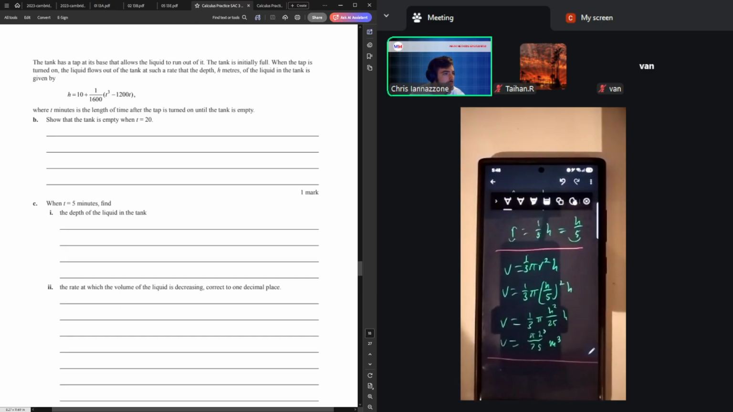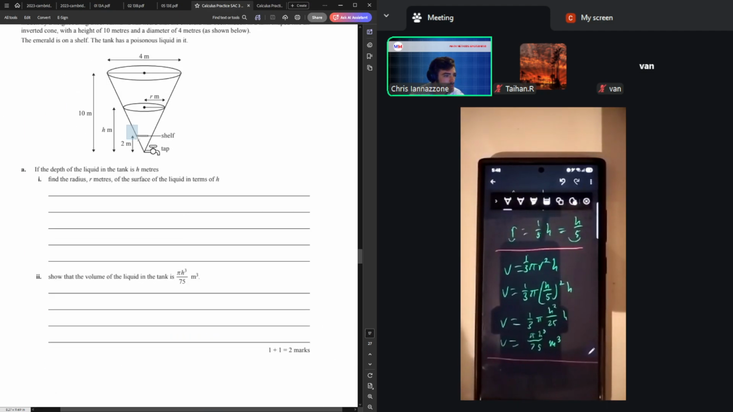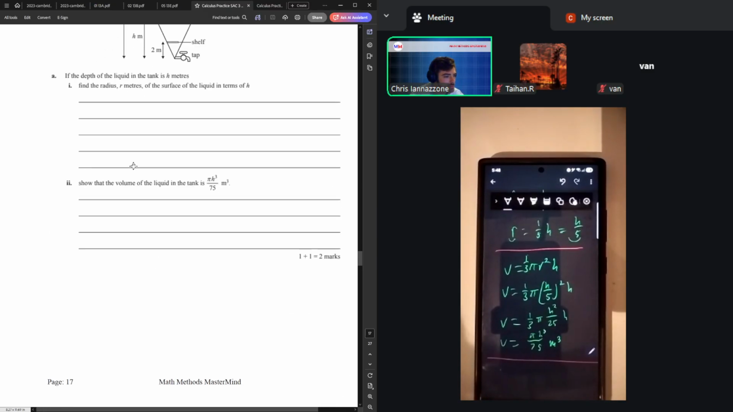Okay, cool. Next up, we have a tap at the base of the tank. So that was this little bit here. Well, I guess more specifically, right at the very tip of it.